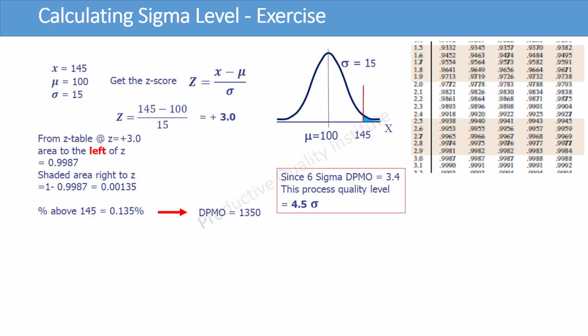The process mu is 100 and sigma is 15, while x is equal to 145. Then by calculating z, which is equal to x minus mu divided by sigma, which is equal to 3, from the z table, at z equal to 3, the area left of z is equal to 0.9987. The shaded area is equal to 1 minus 0.9987, which is equal to 0.00135. Then DPMO is equal to 1,350, which results in a sigma level of 4.5.